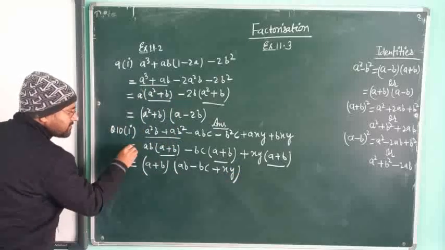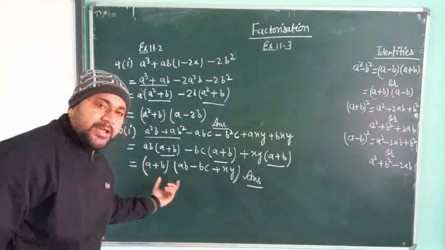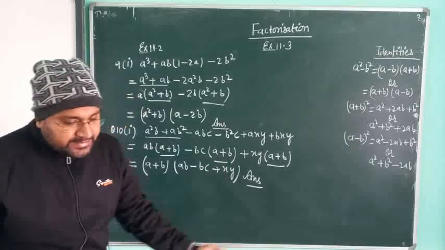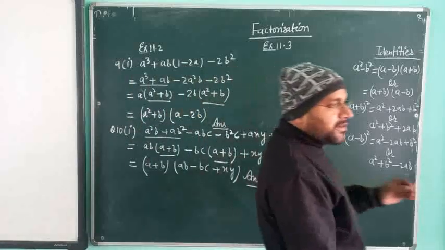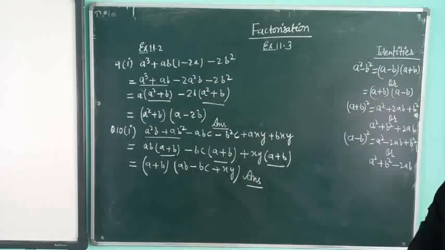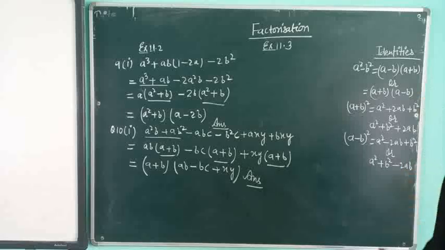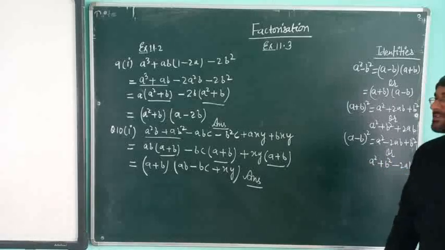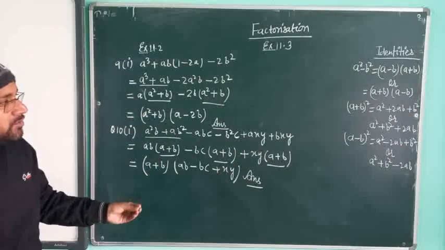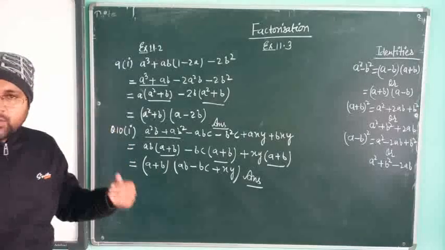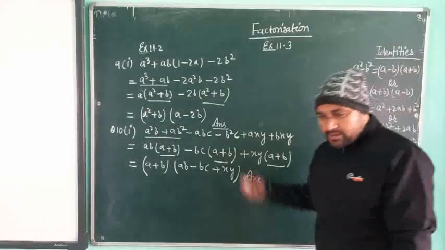This is our solution for this expression: a plus b in one bracket, another bracket ab minus bc plus xy. This is our answer. So the remaining portion of exercise 11.2 you can do yourself. Now I am going to start 11.3. I have already started it in one section, so those students can check one more time and revise those questions, and those who have not completed can complete it by seeing the video. If you have any doubts, you can ask me your doubts. Okay, so please complete this one.